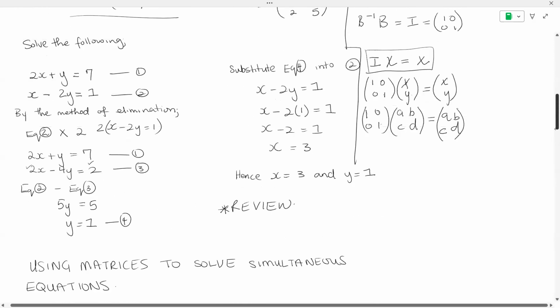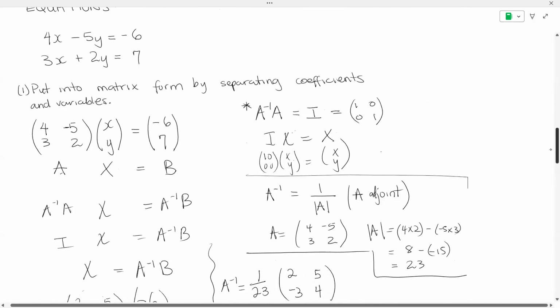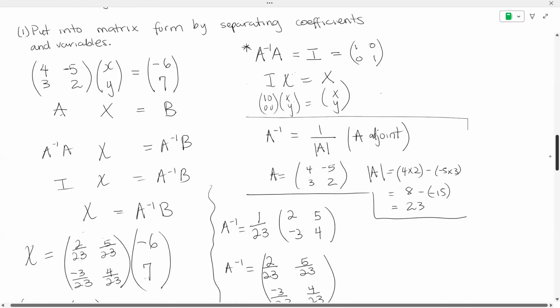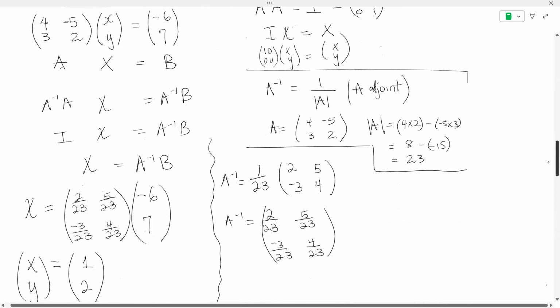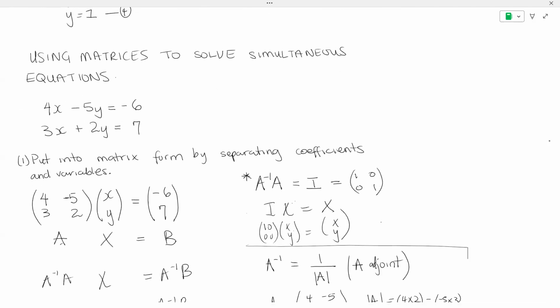So what you're going to do is, of course, put it in matrix form: [4, -5; 3, 2] by [x; y] equals [-6; 7]. Label it A, X, B. Then you'll just end up with X is equal to A inverse B. Go on the side and work out the inverse if they didn't work it out before. Because usually when they give you a question like this, higher up they ask you to work out the inverse of this matrix. So more than likely, you would have already worked this out.